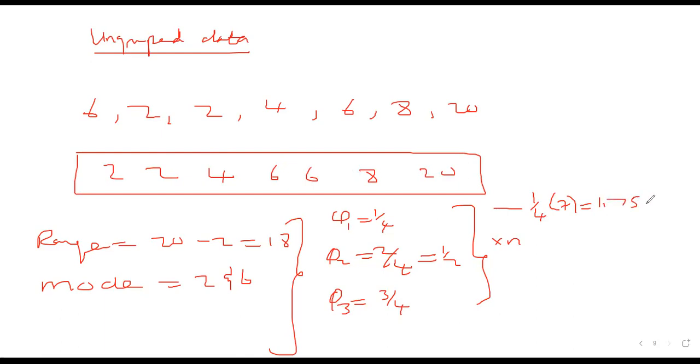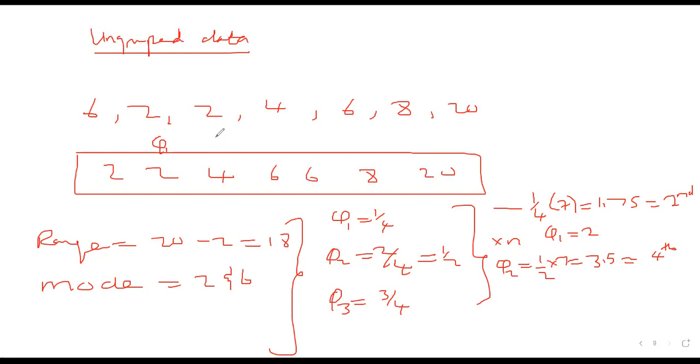1.75. When you round up, it's the second number. So our Q1 is 2. Our Q2 is half of n. Half of 7 is 3.5. We round up, whether it's 0.1 or 3.1, so this is the fourth number. So we count 1, 2, 3, 4.